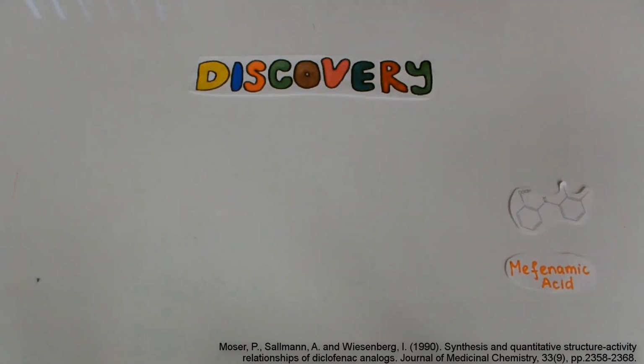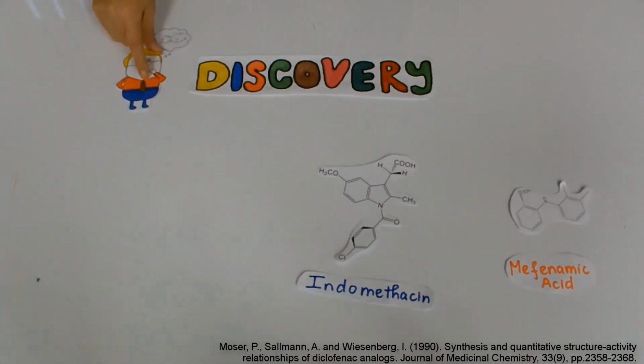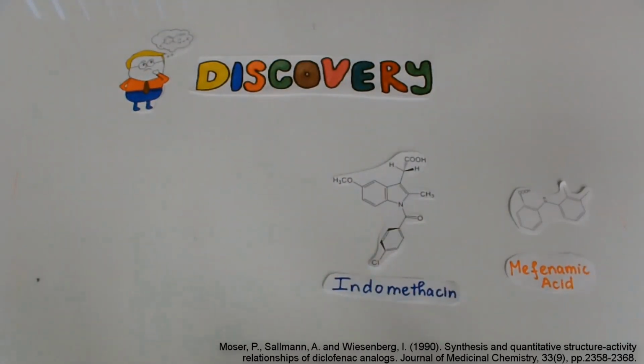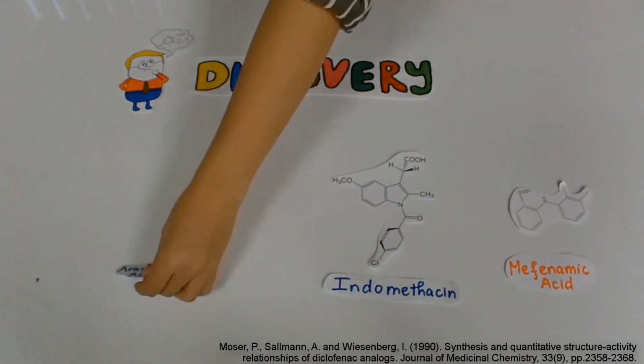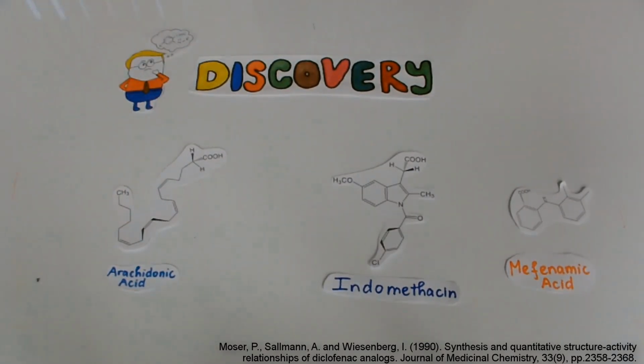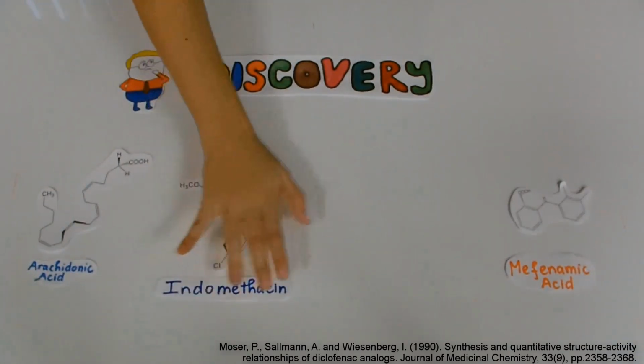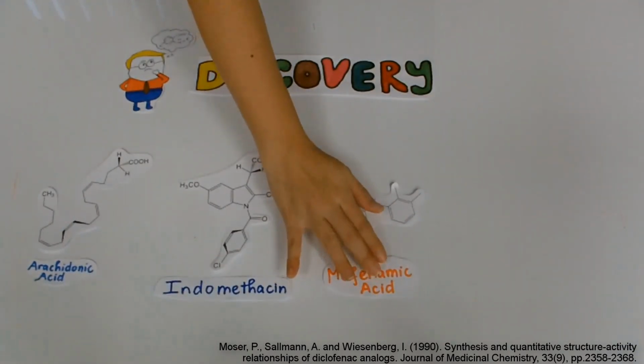Mefenamic acid and indomethacin were used as proposed models for a hypothetical compound. Since both of them act as inhibitors of the target enzymes, in this case COX-1 and 2, the two compounds needed to mimic the shape and structure of common substrates for those enzymes in order to bind effectively to the active site. In this case, the target substrate is arachidonic acid.